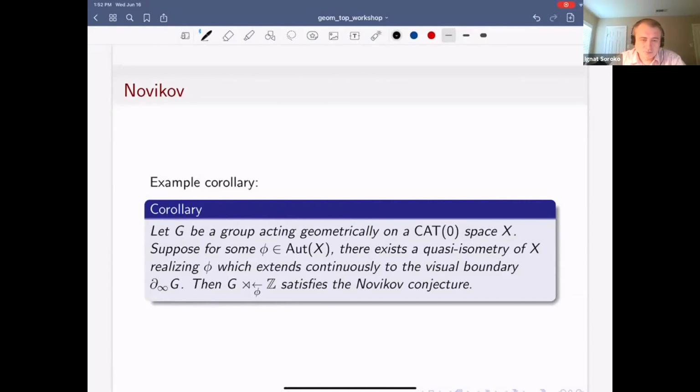I should be careful in what I say and not say something that's false. But I'll say it this way: if you're careful with how you apply these results, and to my knowledge of the literature, which granted is limited, you can construct examples of groups that satisfy Novikov that weren't previously known to. And I think I got all the hypotheses on this slide. I was tinkering with it to make sure that I did, but you need to not only assume that there is a quasi-isometry of the space that realizes your automorphism, but also that the quasi-isometry acts on the visual boundary, which in CAT(0) land is certainly not a given.